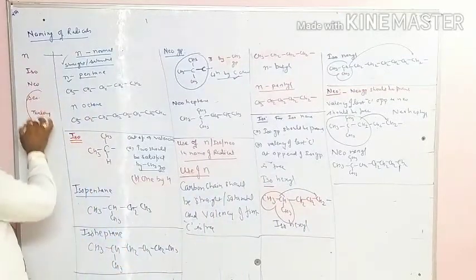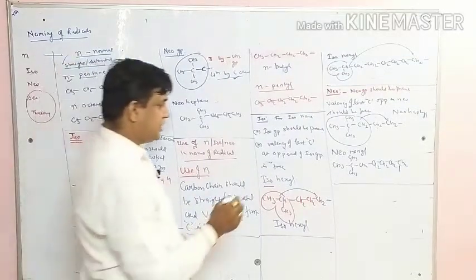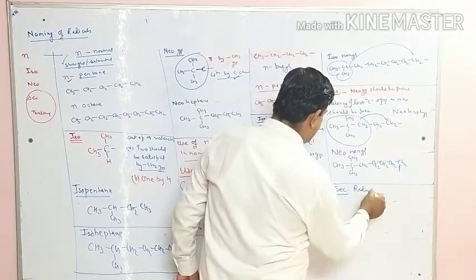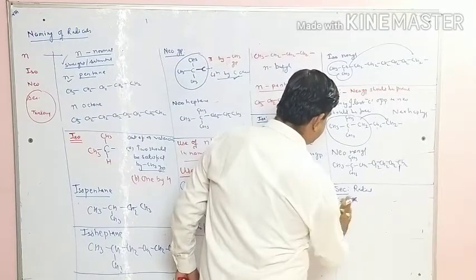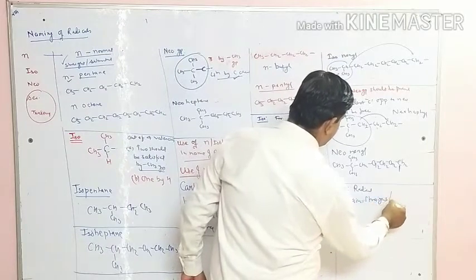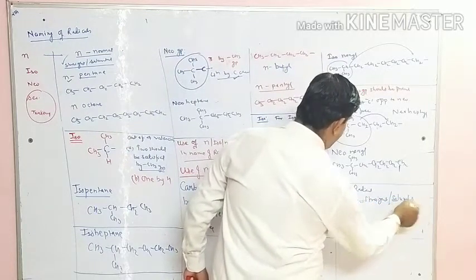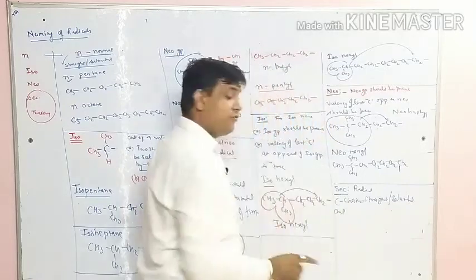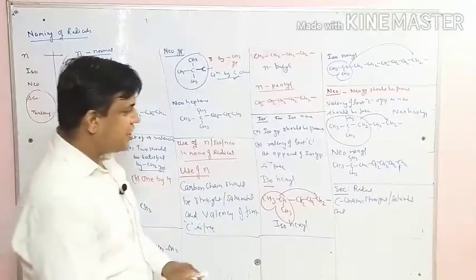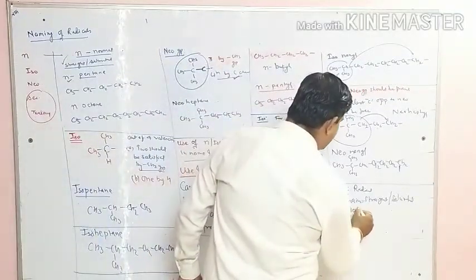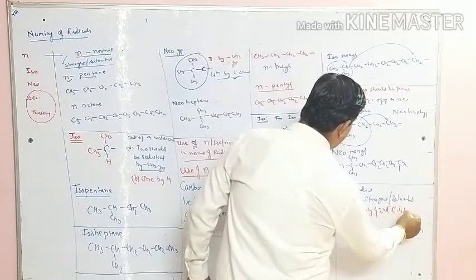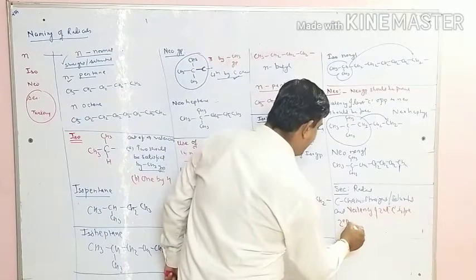Now I am going to explain how to use the secondary and the tertiary in the radical. See, secondary radical, what is the condition? The carbon chain is straight, saturated, and the valency of the second carbon should be free. In the case of N, the valency of the first carbon is free. In the case of secondary, the valency of the second carbon is free. C, secondary pentyl.